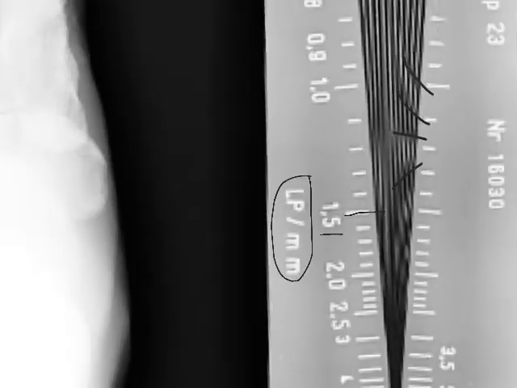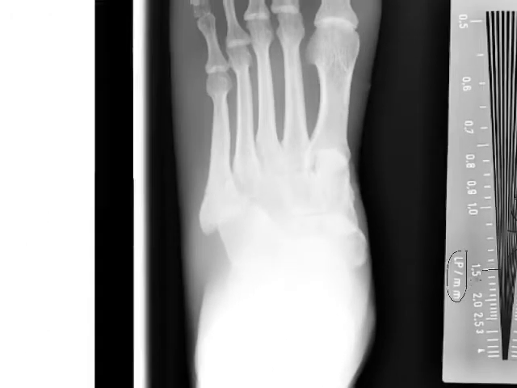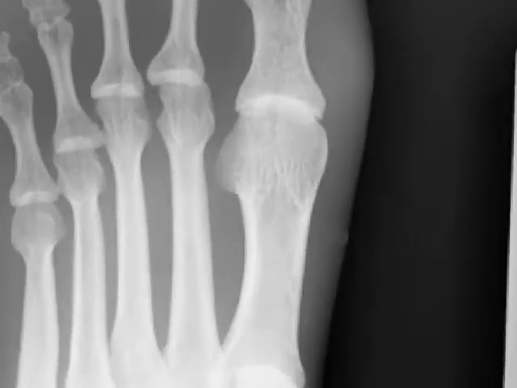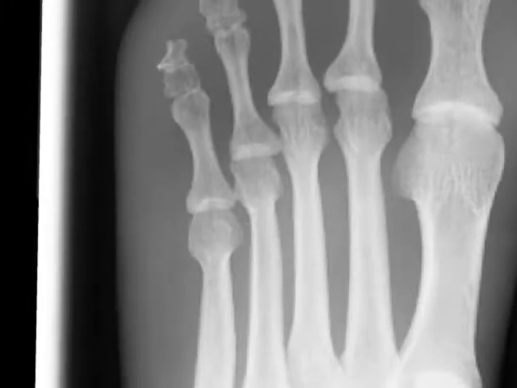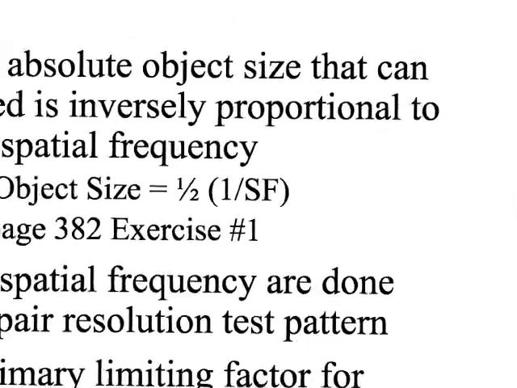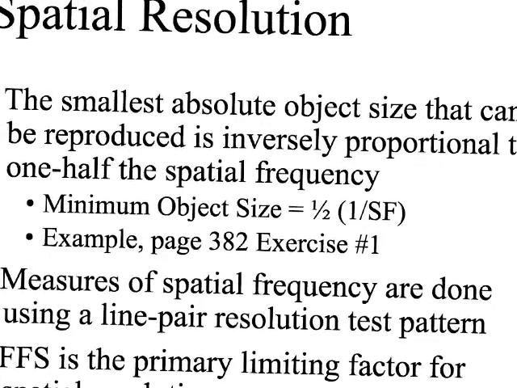So in terms of knowing what the spatial resolution is of this foot x-ray, when we're looking at these tiny trabecular details, all these bony details in the bones of the foot, what we know is that the smallest thing that we can see is 1/2 of 1 over 1.5. That's the smallest thing that we can see. Why is that the case?